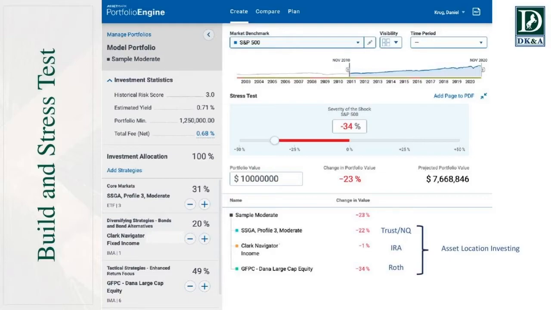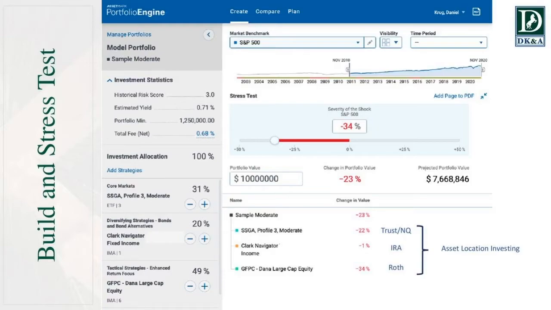Now the SSGA portfolio, which we kind of like, we kept, that's going to be our moderate portfolio. And we're going to utilize this in the trust account. So this is the tax favored portfolio. Now, the next one is the Clark Navigator. The Clark Navigator, that's a fixed income portfolio. We don't expect that to go up a lot. We don't expect it to go down a lot. But we're going to utilize the IRA account in this portfolio. I really don't care if it has a lot of dividends because no matter what, it's all going to be charged on our tax return as ordinary income because it's an IRA.